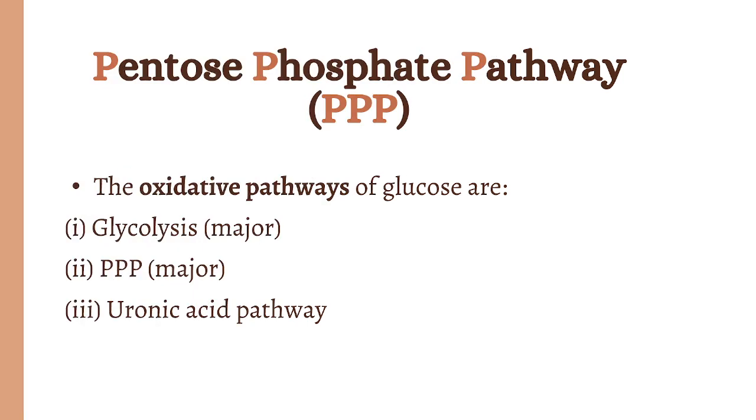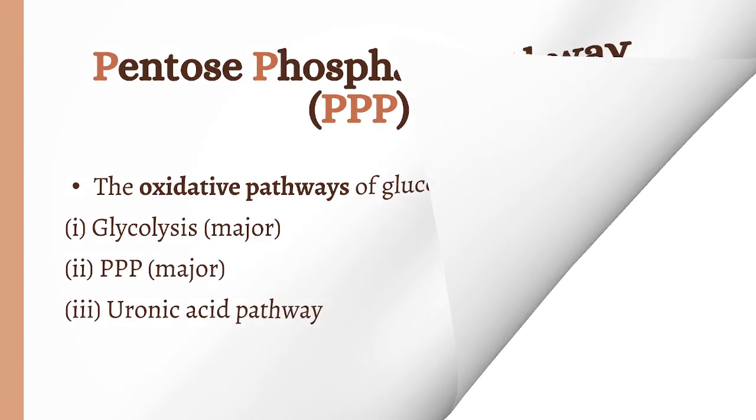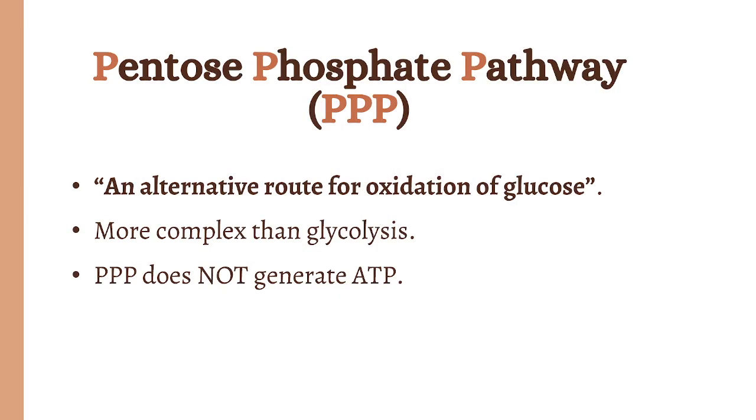In our body, oxidation of glucose proceeds through two major pathways, glycolysis, which we have already discussed, and the pentose phosphate pathway, which we will discuss today, in addition to the uronic acid pathway. So we define the pentose phosphate pathway as an alternative route for oxidation of glucose. Alternative to what? Alternative to glycolysis, as a major pathway for glucose oxidation.